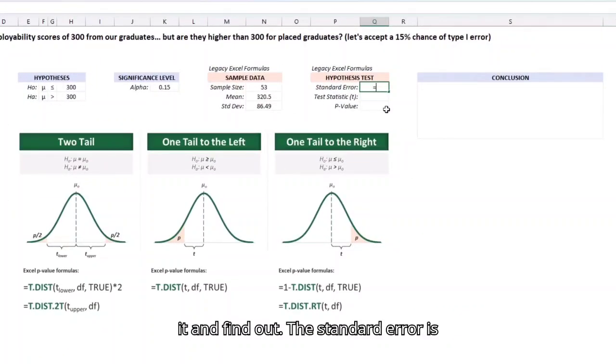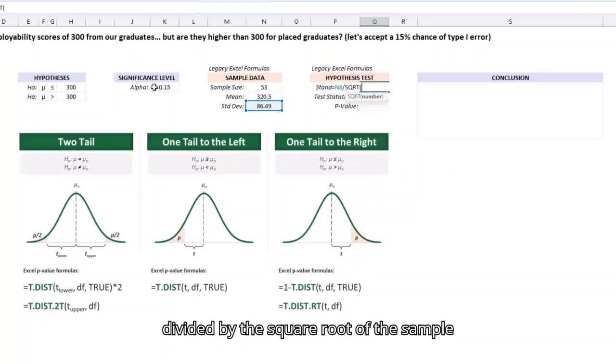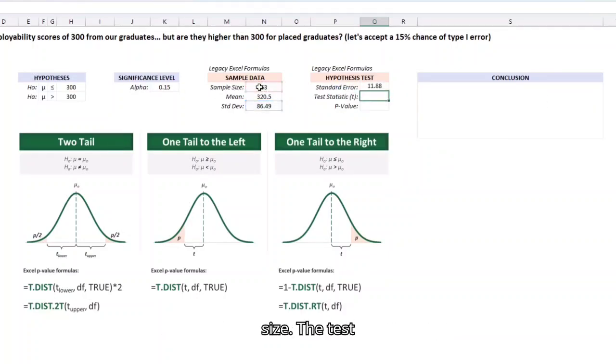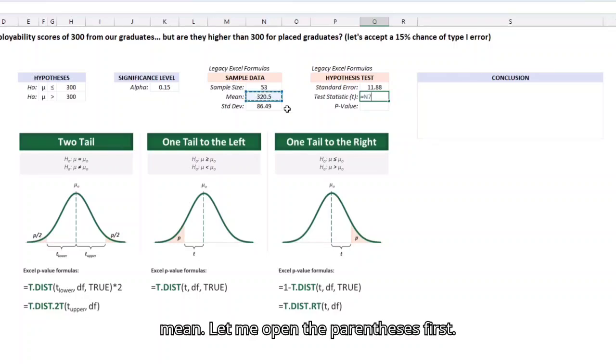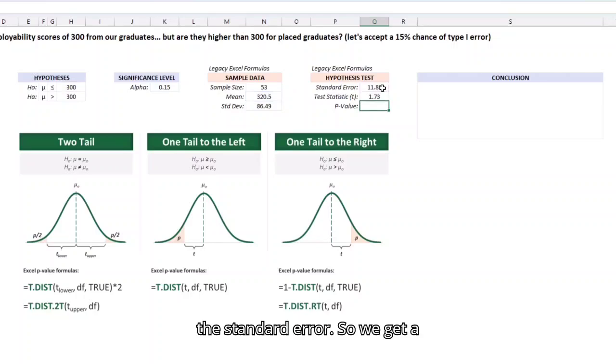The standard error is equal to our sample standard deviation divided by the square root of the sample size. The test statistic is the difference in our sample mean. Let me open the parentheses first. Difference in the sample mean minus our hypothesized mean divided by the standard error. So we get a test statistic of 1.73, so it is going to live somewhere on the right side here. Now let's just calculate its probability.